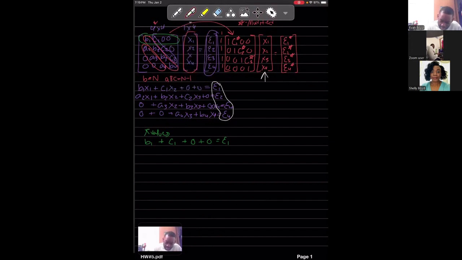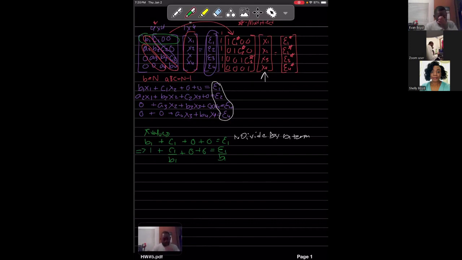But the first step you do after we introduce our first row is that we divide by our B1. So we go back to green. We divide by our B1. That will leave us with 1 plus C1 over B1 plus 0 plus 0 is equal to epsilon 1 over B1.